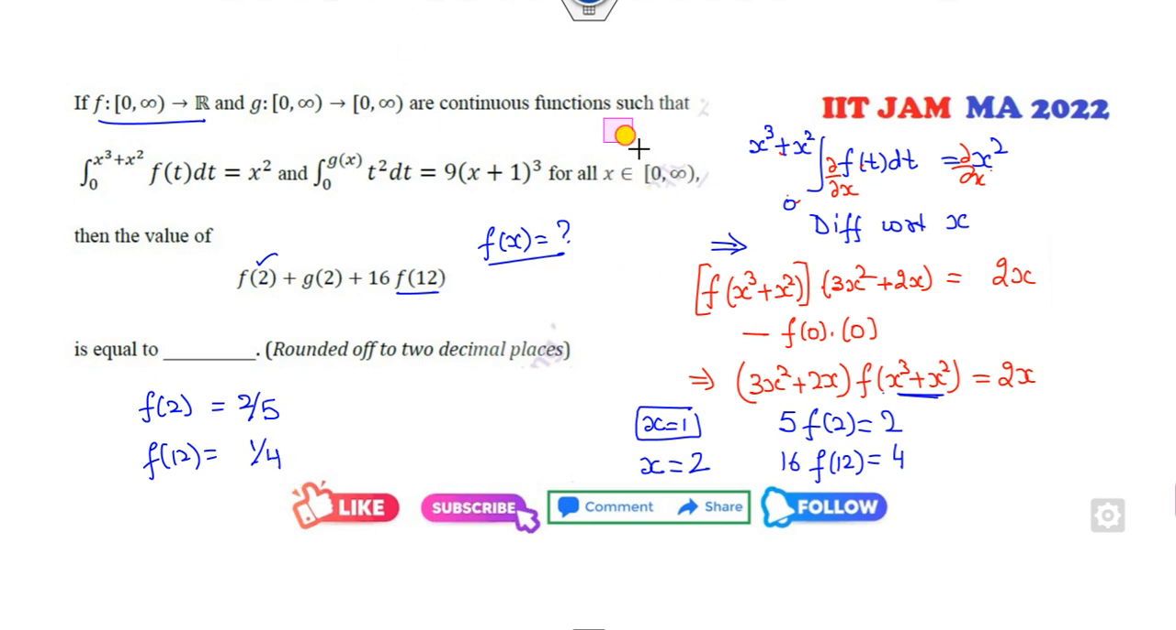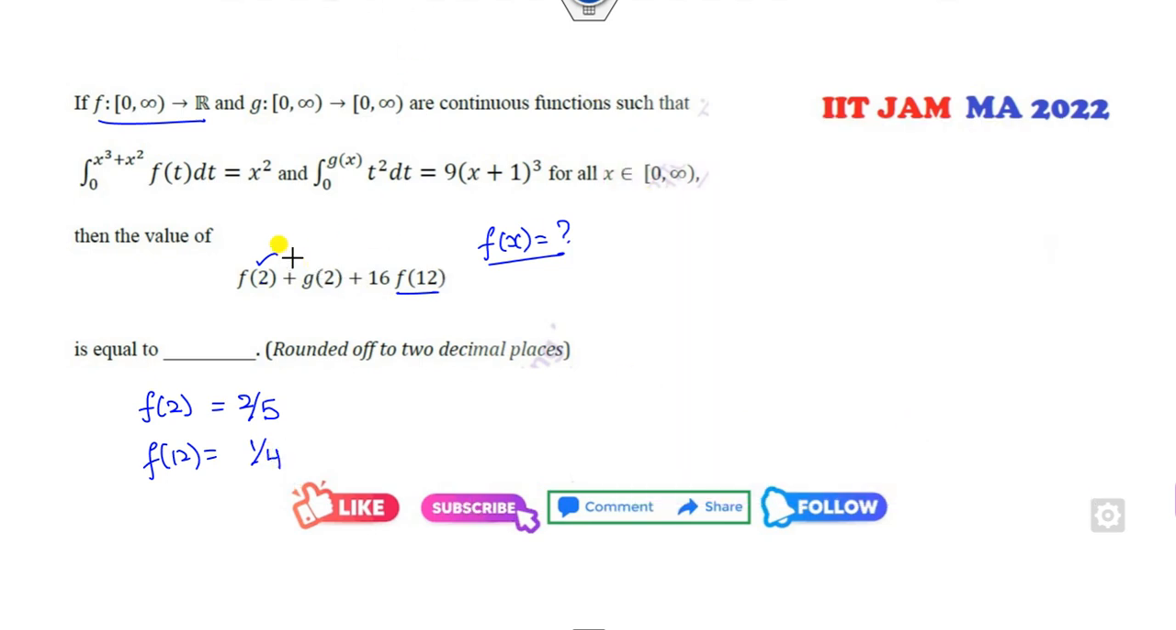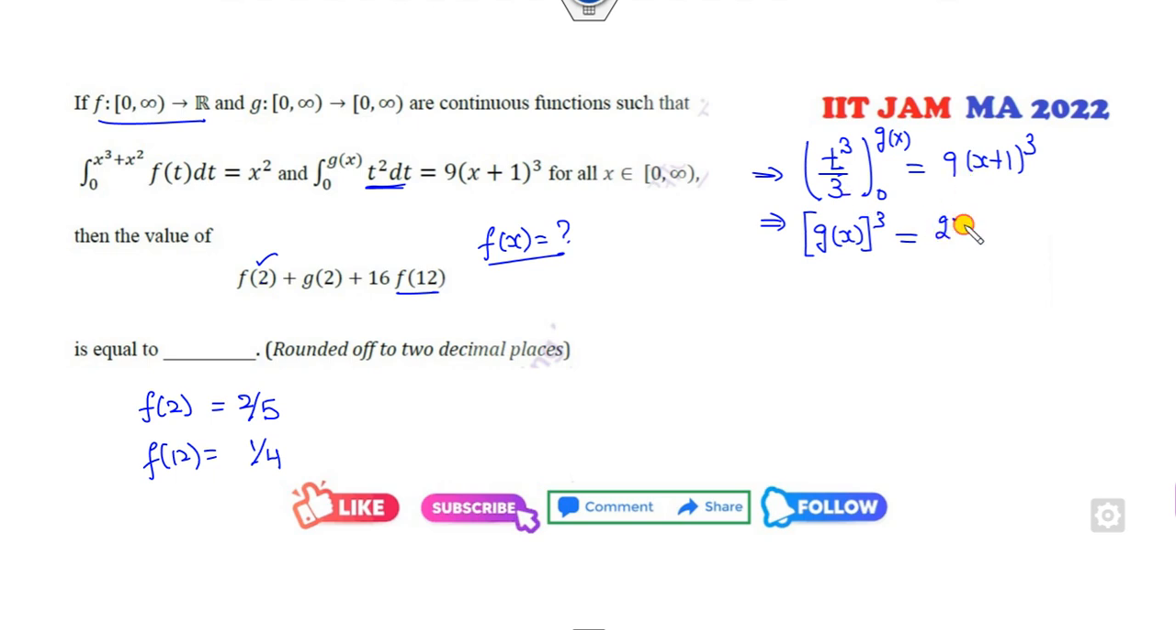Fine. Now I need to find g. So the g function is given here. Since the function is already given to you, I can simply integrate it. So this is my t cube over 3 from g of x to 0. It is 9 times x plus 1 cube. So it means 9x cube, which is 9 times 3, 27, x plus 1 cube. So what is my g of x? g of x will be 3 times x plus 1.